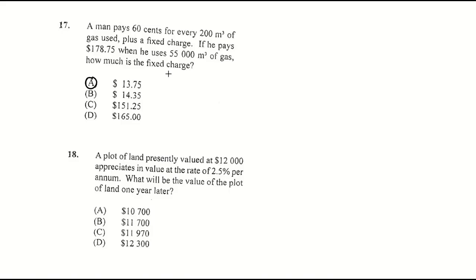Yeah, $150, and we subtract 150 from this amount, and we got 1375, right? A plot of land presently valued at 12,000 appreciates, so that means it increases in value at 2.5% per annum. What will be the value of the plot of land after 1 year? So they basically want to find out how much 2.5% is. If it appreciates, it's increasing in value. So let's find 2.5% of 12,000.